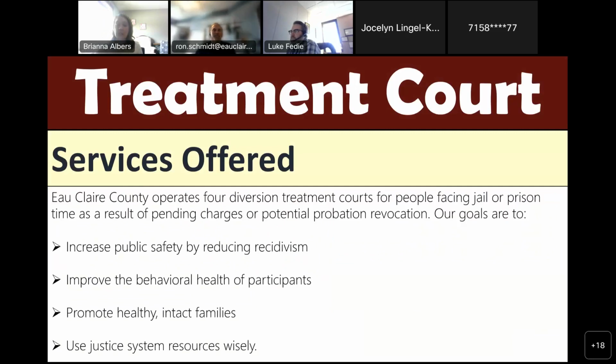So what services do we offer? You can see here, we operate 4 diversion treatment court programs. Those are AIM Court, or Alternatives to Incarcerating Mothers, which is in Branch 6 currently with Judge Wickstrom. We also have a Branch 5 Treatment Court, formerly known as Drug Court, with Judge Harless. We have Branch 3, formerly known as Mental Health Court, with Judge Long. And then our Chippewa Valley Veterans Treatment Court, in combination with Chippewa County and Dunn County as well, which currently is with Judge Tyson in Branch 4.